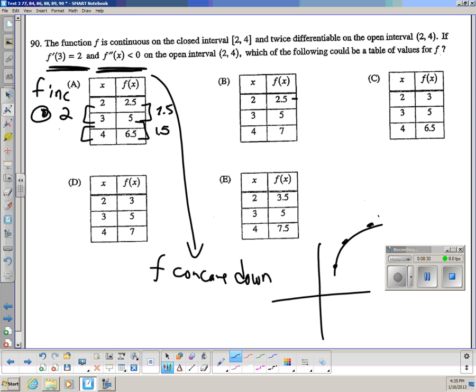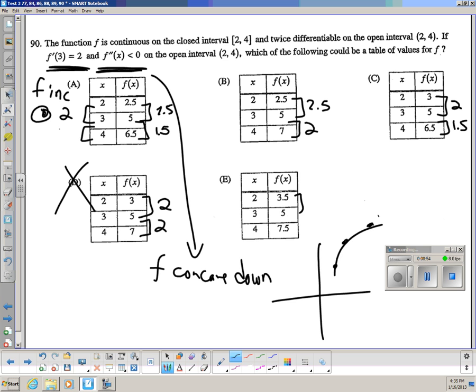I want to do the same thing with this one. This looks like a 2.5 change. That's a 2 change. I want to keep that. This is a 2 change. That's a 1.5 change. I'm going to keep that. This is a change of 2 and then a change of 2. Well, that's showing that the function may not have any concavity, maybe just a linear function. So this would not be correct.